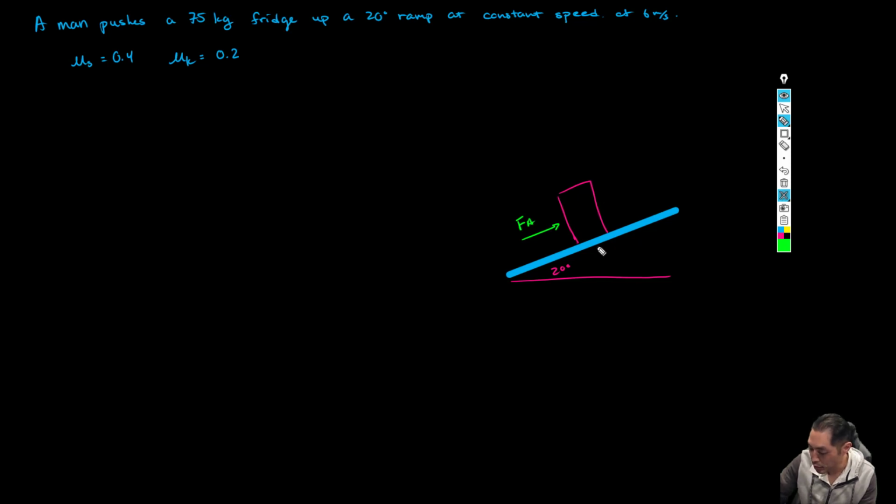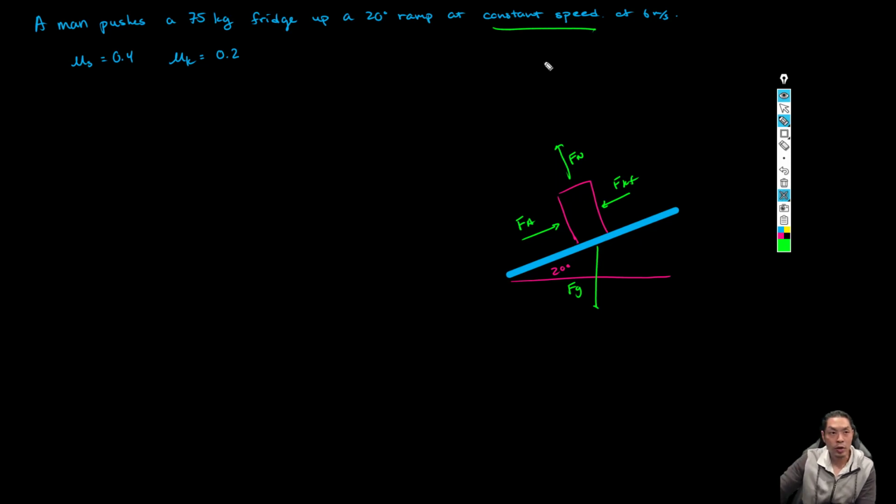And there's going to be force of gravity. And because of gravity, there's going to be a normal force. And then there's also going to be force of friction, which will be against the force applied. I know it's kinetic friction because it says constant speed up here.